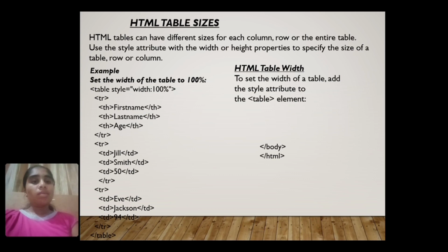Then in the table row, the table header contains First Name and ends with the table header. It also contains Last Name and ends with the table header. It also contains Age. In the table rows, it contains Jill, Smith and 50 as the details of that member. HTML table width: to set the width of the table, add the style attribute to the table element.